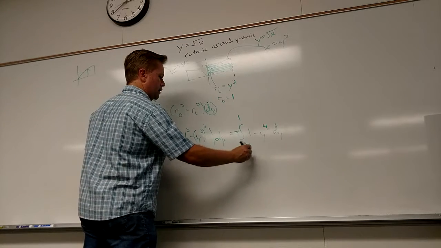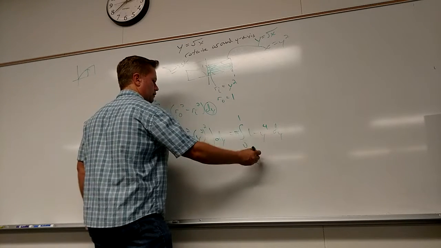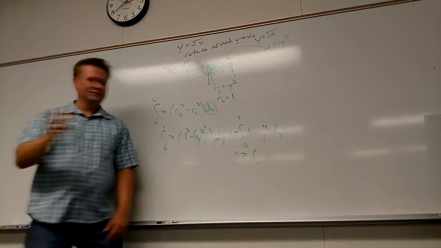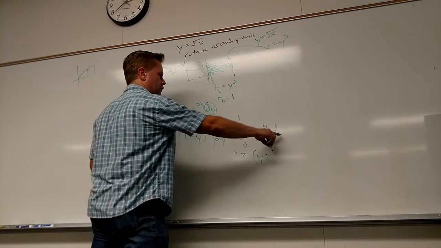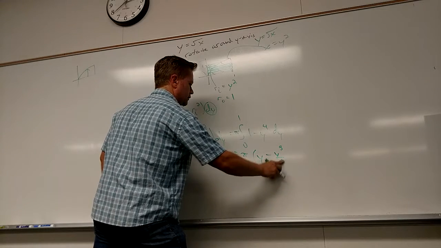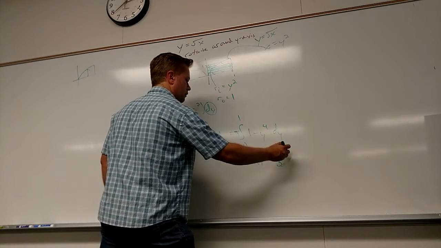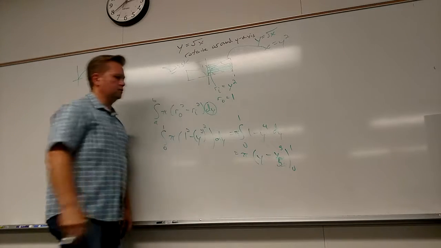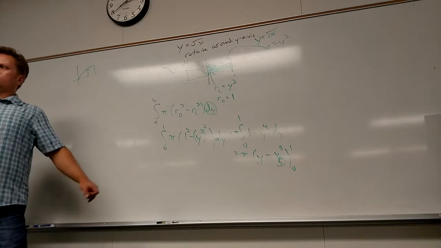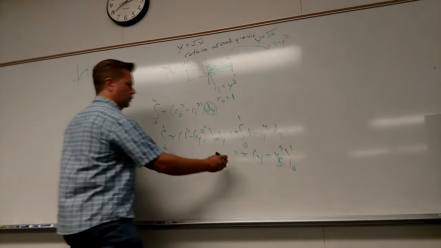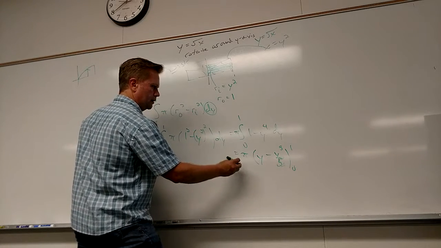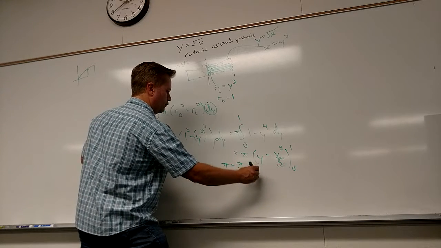So I get pi times, what's the integral of 1 dy? Y. And the integral of y to the 4th dy is y to the fifth over 5. And then when I evaluate that from 0 to 1, again, it's nice for the 0. So I end up with pi minus pi over 5. So I got 4 pi over 5.